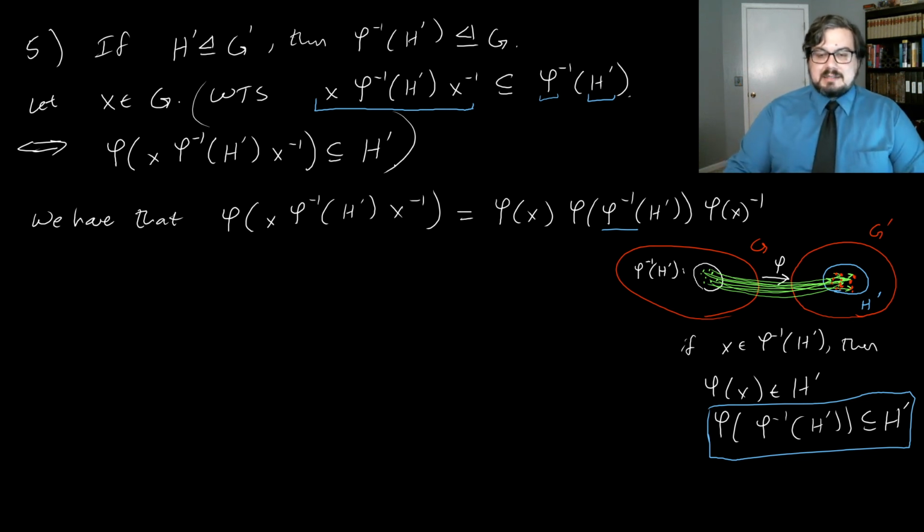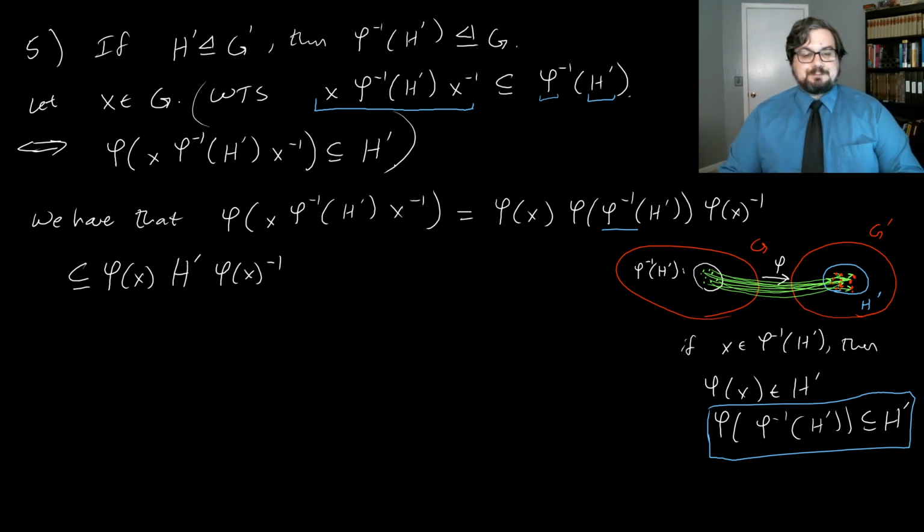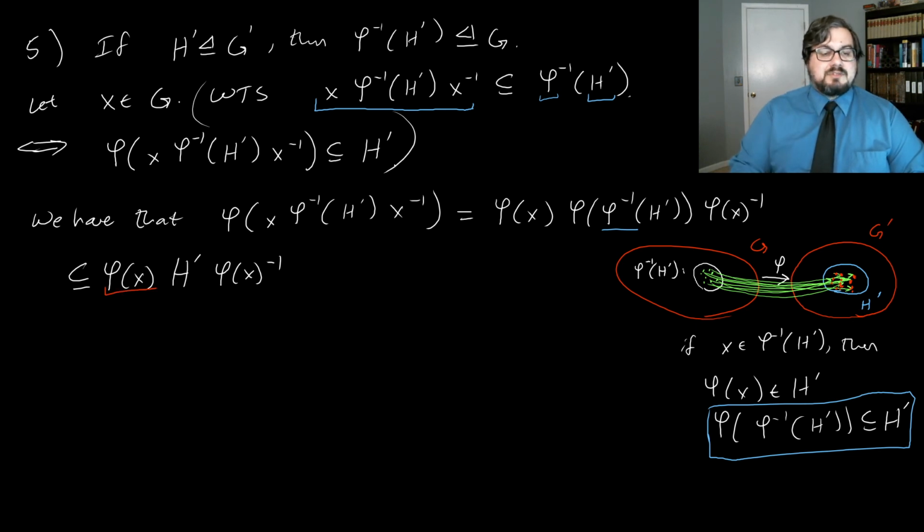So this next step in our computation, we have phi of x times phi of phi inverse of H prime times phi of x inverse. Our next step should look like: is a subset of phi of x times H prime times phi of x inverse. Fortunately, that's all we need. We're only trying to prove a containment here. And in fact, phi of x is just some element of G prime. That's all we care about.